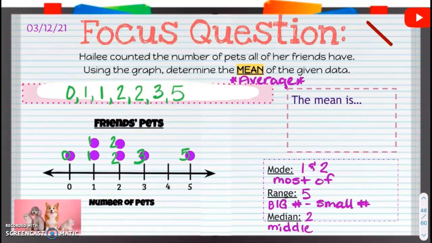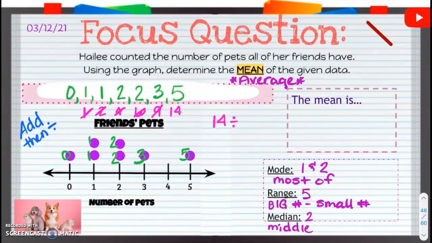When we add them together, so we're going to add them together and then divide by the total number there are. So we're going to add, then divide. All right, so 0 plus 1 is 1, plus another 1 is 2, plus 2 is 4, plus 2 is 6, plus 3 is 9, plus 5 is going to be 14. So now when we added them together, we got 14.